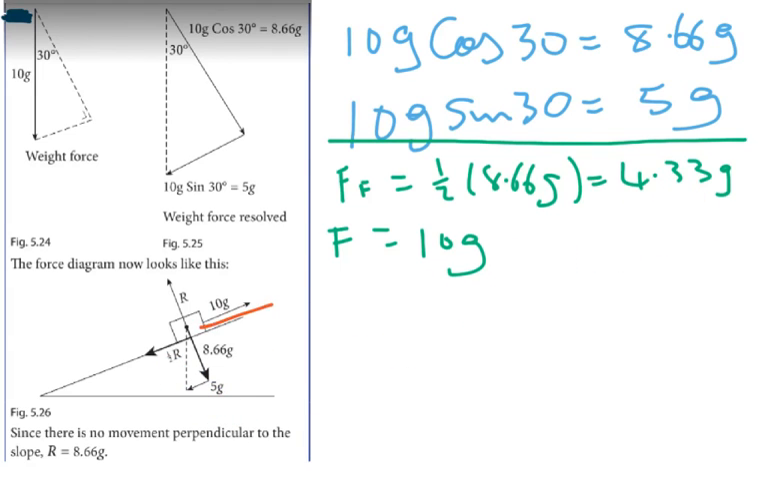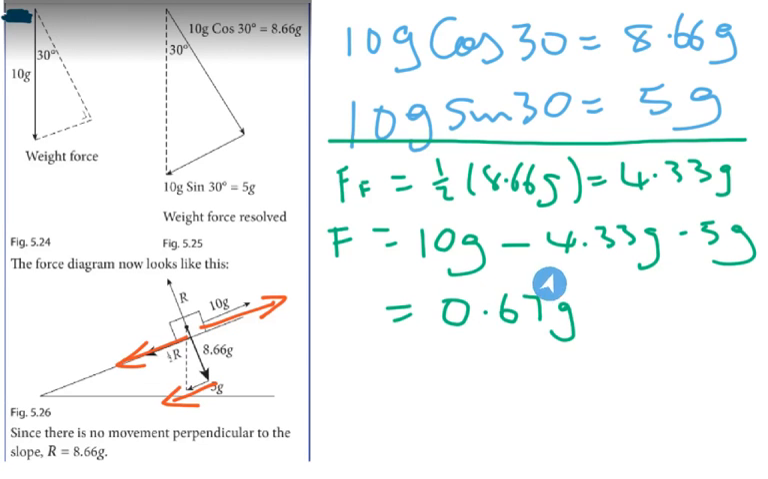Look, I've got the force going this way, I've got the friction going this way, and I've got the part of the weight which is in the parallel direction going this way. So I've got 10g minus 4.33g minus 5g, and that is equal to 0.67g. So now we're trying to work out, I think the question asked us what the mass is, or the acceleration.